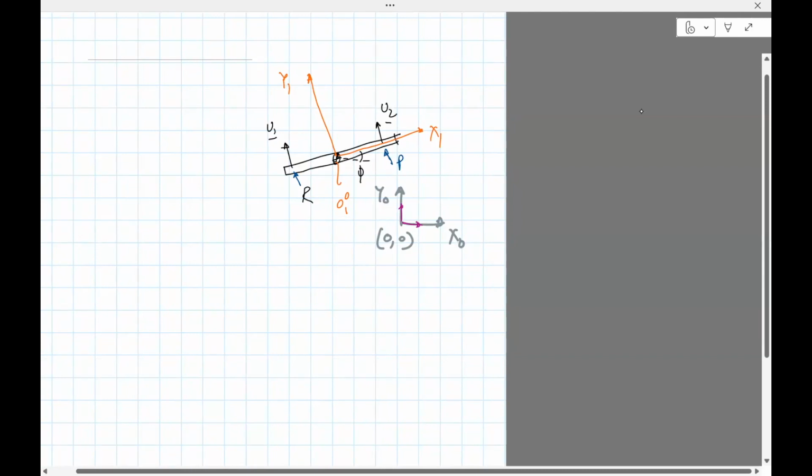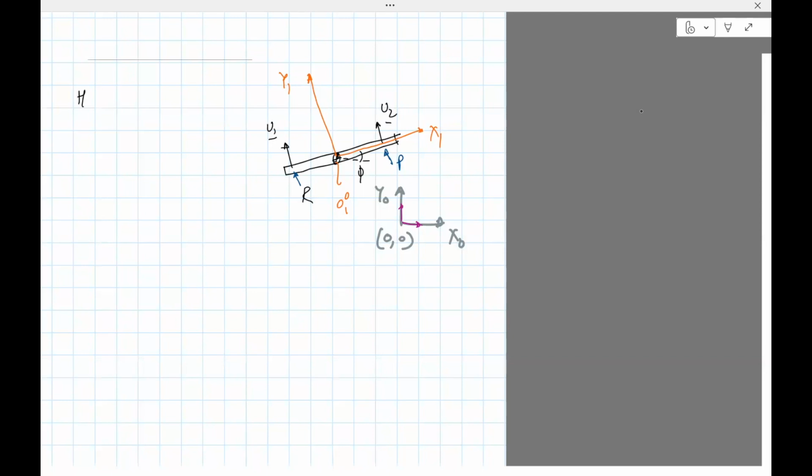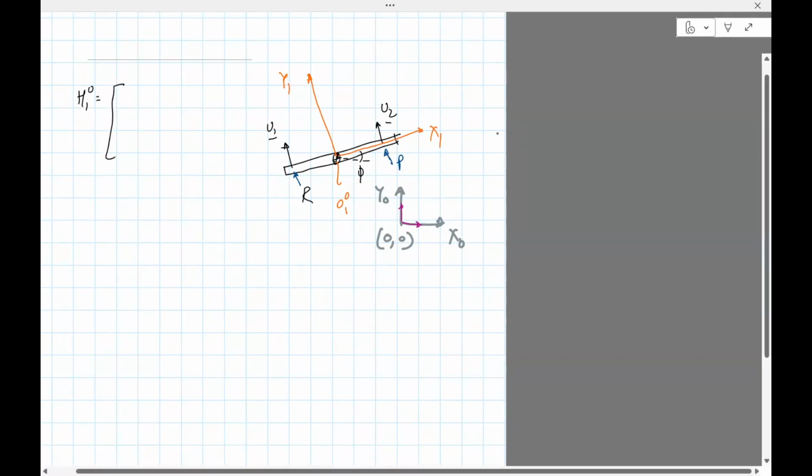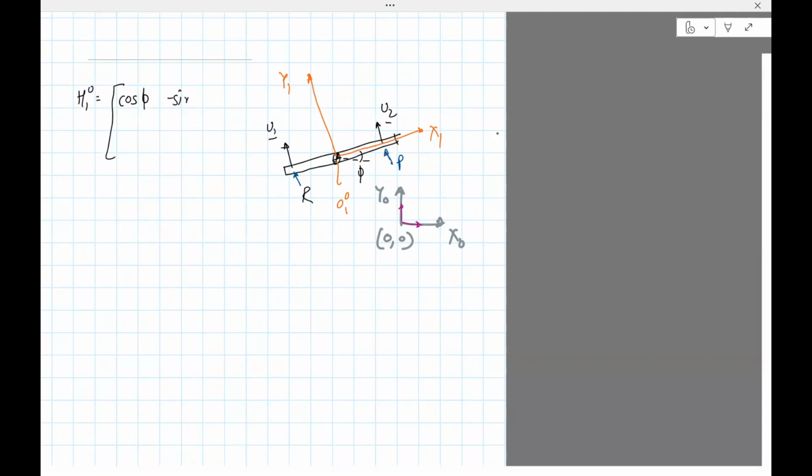Okay, let's start off with something you've seen before, H10. This is the homogeneous matrix associated with the frame 1 with respect to frame 0. So this is just a formula which I've written down before. It's cosine phi, minus sine phi, sine phi, cosine phi, 0, 0, and this 1. And this point should have coordinates of, maybe I should write it like this. Okay, hold on. Let me maybe write the first step.